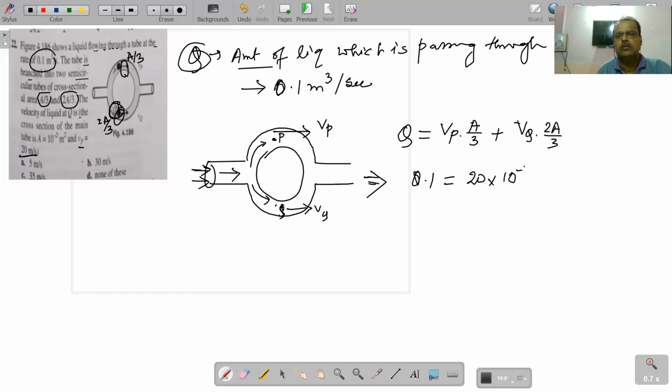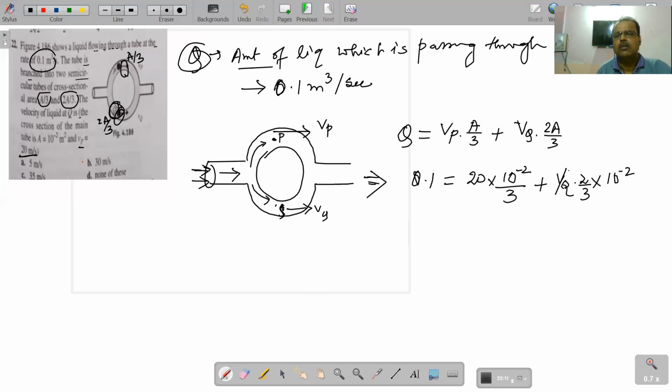So it is 10 to the power minus 2 divided by 3. And the value of Vq, that value of Vq we have placed over here. So you can check the value of Vq which you get, that you have to find out. So you can write down value of Vq and 2A by 3. So 2A by 3 means 2 by 3 into A, that means 10 to the power minus 2. So this is the entire thing.